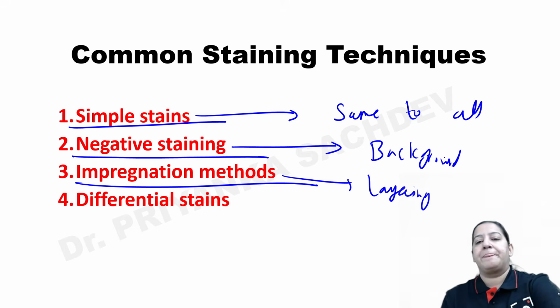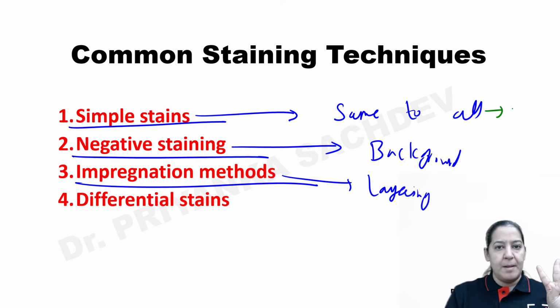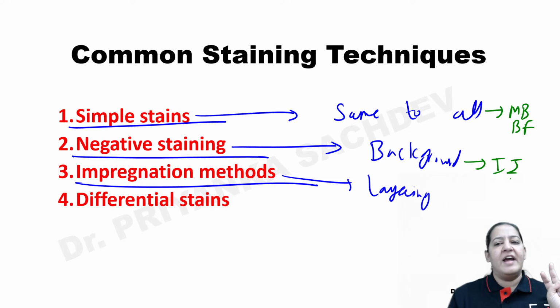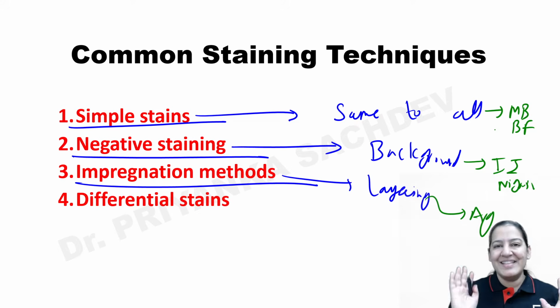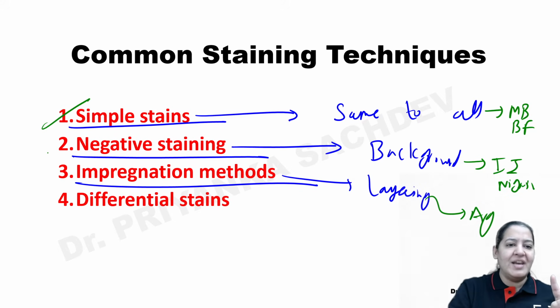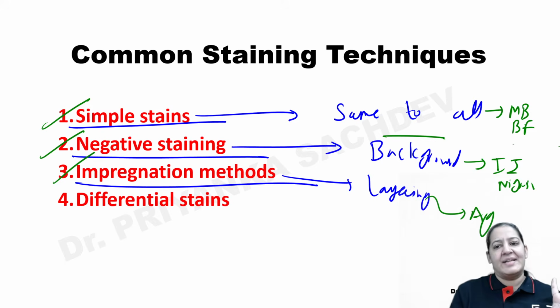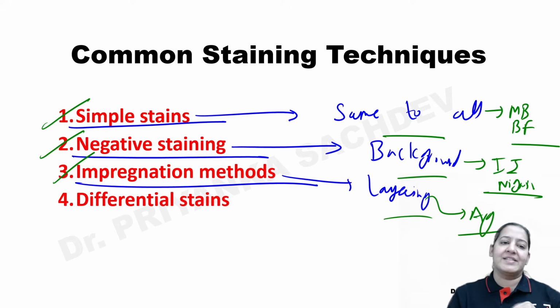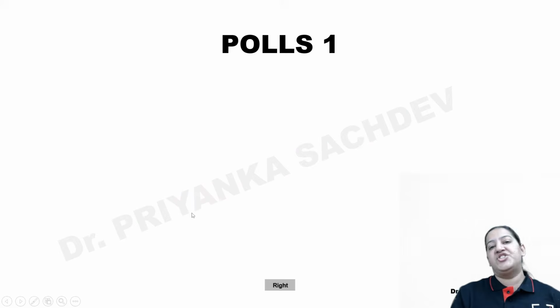Now give me the examples. Who will give me the examples? Here two examples are there: methylene blue, basic fuchsin. Here two examples are there: Indian ink and nigrosin. Here only one example is there: silver. So that is the summary. You should know the definition and example. Now I am coming to the fourth type of stain, the most important, differential.